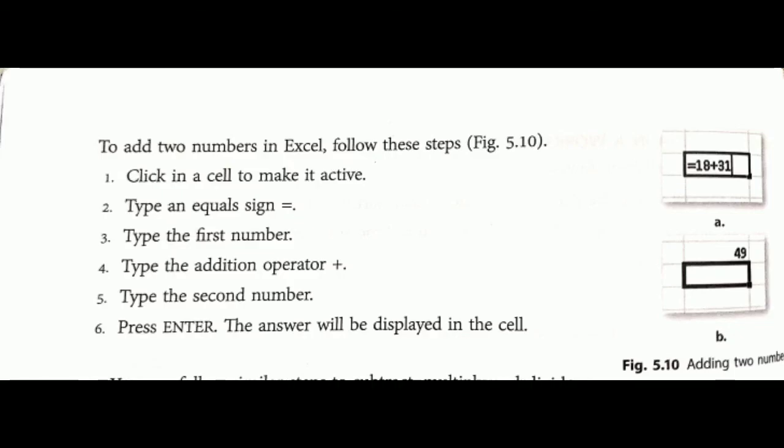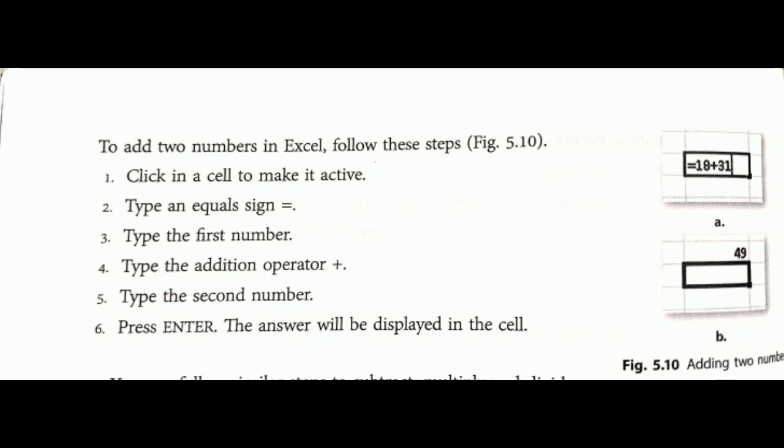Now let us see how to add two numbers inside Excel. First step is we have to click in a cell to make it active. For making a cell active you have to click on it. Second step is you have to type an equal sign. We have studied that a formula always starts with an equal sign. Here we are writing a formula for adding two numbers, so you have to type an equal sign.